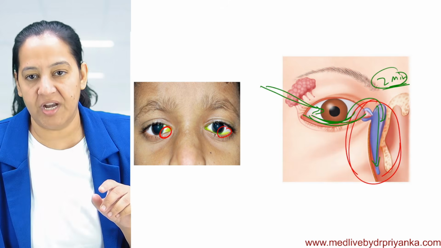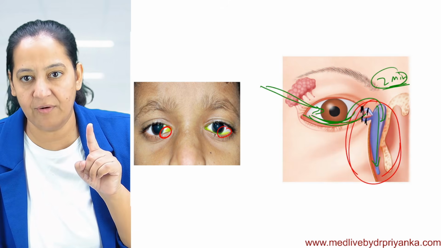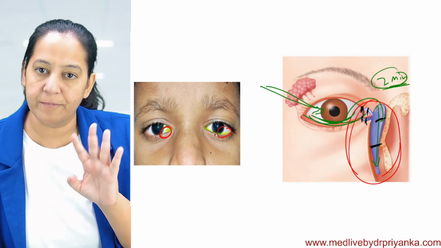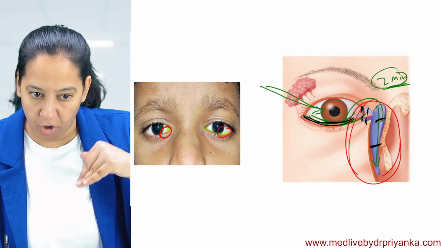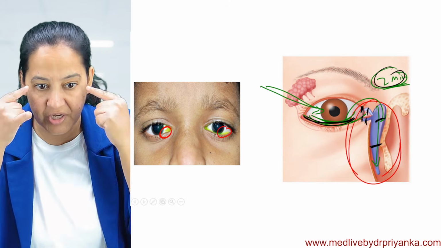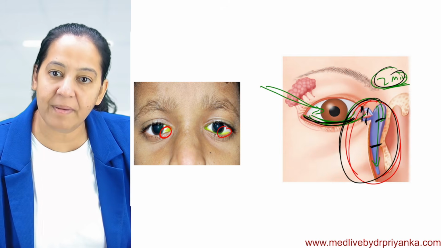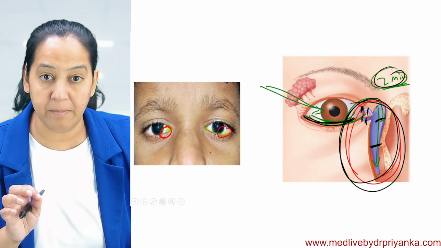But if there is obstruction at any level, at the puncta level, canaliculi level, sac level, or duct level, partial or complete, then drainage will not be adequate. So even after 2 minutes, the yellowish color can be seen. So it's a simple test that shows there is a problem in the drainage. So it's Epiphora.